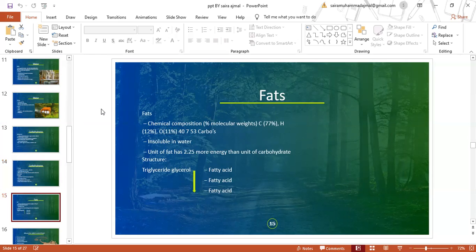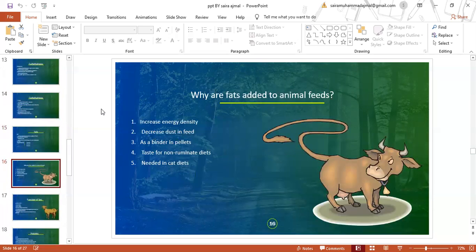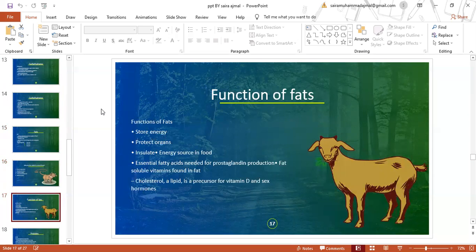Fats. Chemical composition of fats: carbon, hydrogen, oxygen. Insoluble in water, a unit of fat has 2.25 times more energy than a unit of carbohydrates. Structure of fats includes triglyceride, glycerol, and three fatty acids. Why are fats added to animal feed? To increase energy density, decrease dust in feeds, as a binder in pellets, taste for non-ruminant diets, needed in a cat's diet.